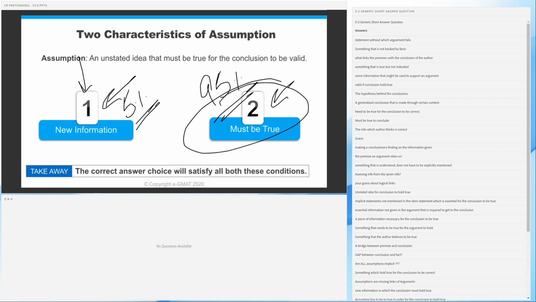Okay. Now, again, write this down. We're going to really look at this. So we're going to focus a lot of our attention on what this must be true is. And you're going to find that pre-thinking as a process is also built around this must be true aspect of the assumption.